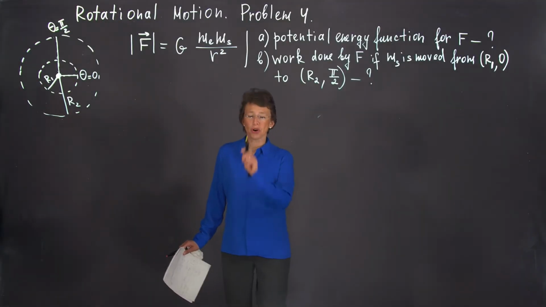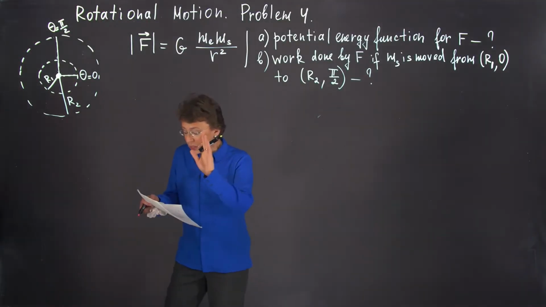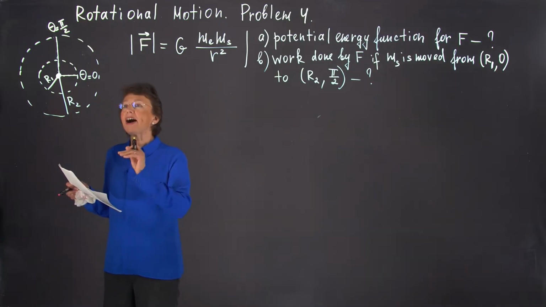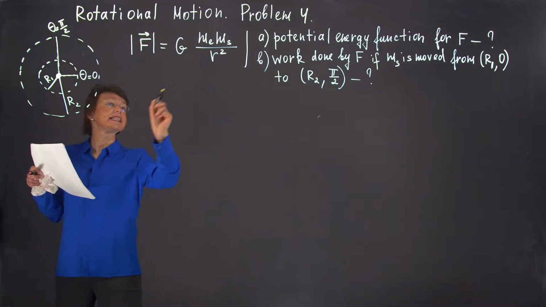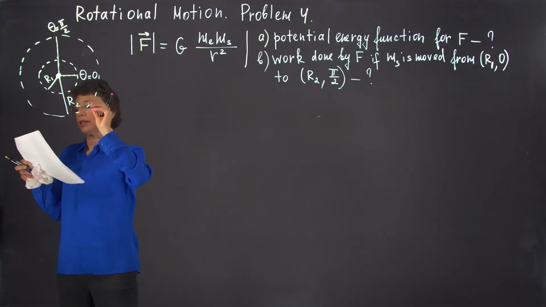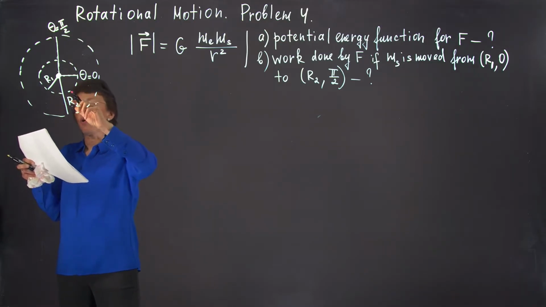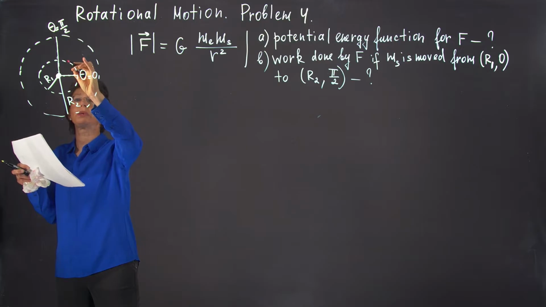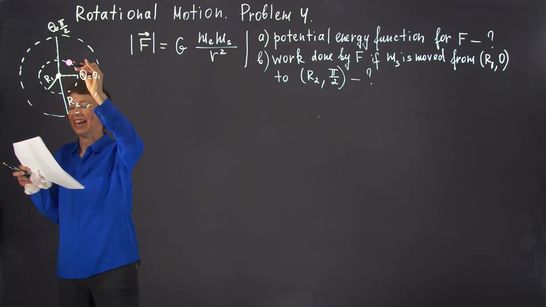Our problem 4 on rotational motion. And this one is a little bit different. I have a small satellite, mass ms. And this satellite travels in a circle of radius r1. So I will place it here. This is my satellite. Okay?